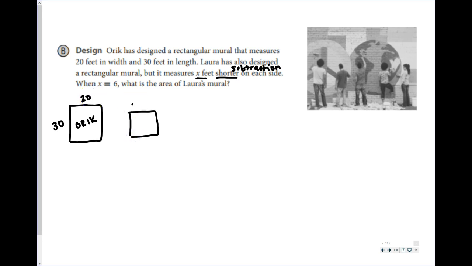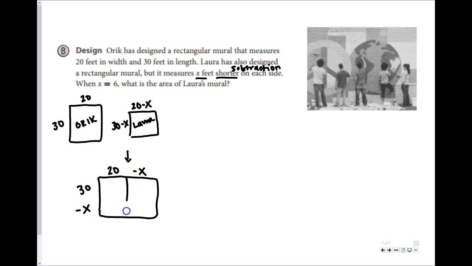So if Auric said 20 here, then Laura is 20 minus x, because we're taking some amount x away from 20. If it's 5 feet shorter than Auric's, then it'd be 20 minus 5 to be 15, right? So each side is x shorter, so one side is 20 minus x and the other side is 30 minus x. Okay? So now I'm going to redraw this bigger because now I know that I've got 20 minus x and 30 minus x, which I've just learned I can multiply by creating an area model. Okay? So now I'm going to do the math.